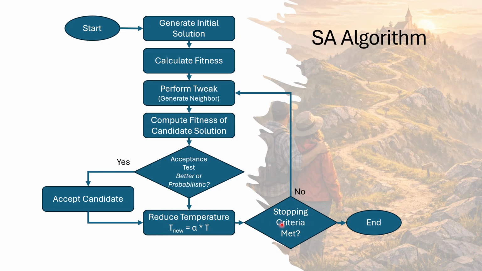Have we met stopping criteria? Yes or no? Stopping criteria could be the number of iterations, the final temperature we've reached, whether the network has changed recently, and so forth. And if we're not there, we go back up to perform a tweak, and we keep running through this loop until we finally say that our stopping conditions have been met.